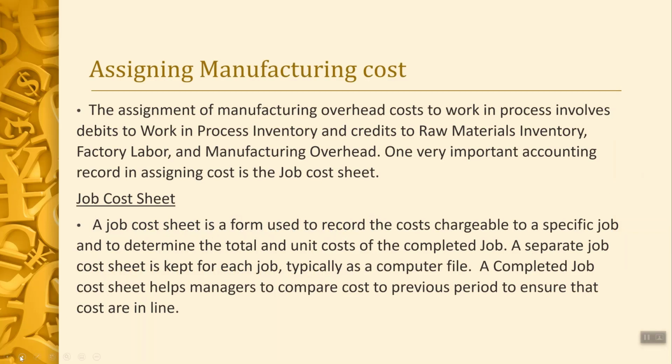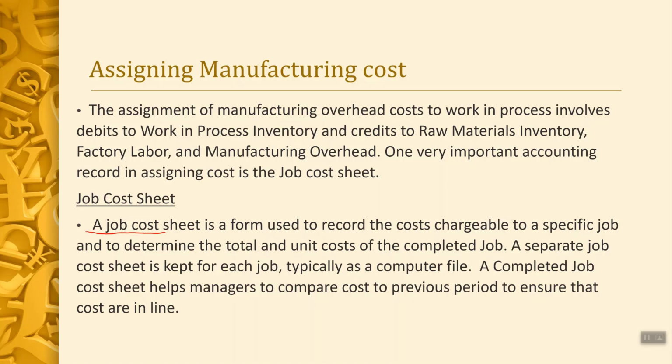When a company assigns manufacturing costs to work in process, the following entries are usually made. First, there is a debit made to work in process. Next, there is a credit made to raw materials inventory, factory labor, or manufacturing overhead, depending on which manufacturing cost is used for the job. So an essential accounting record used in assigning costs to jobs is called the job cost sheet. Okay?